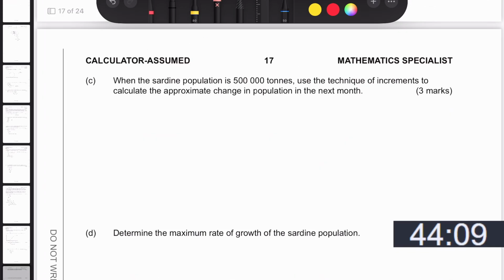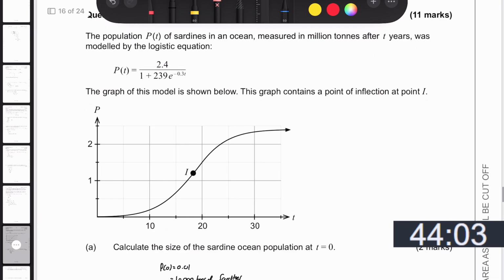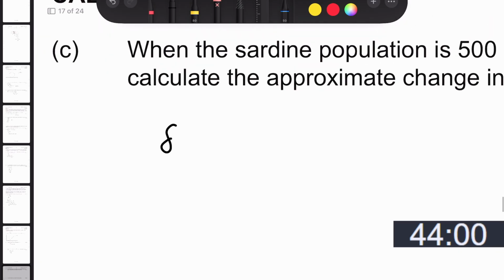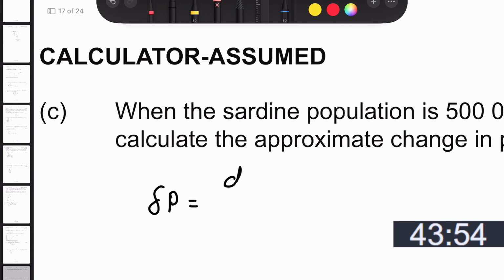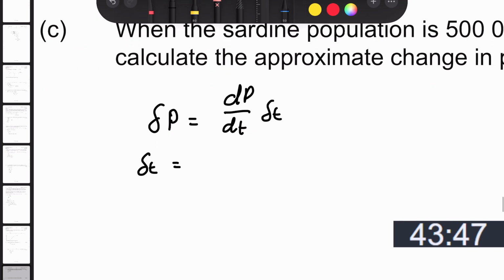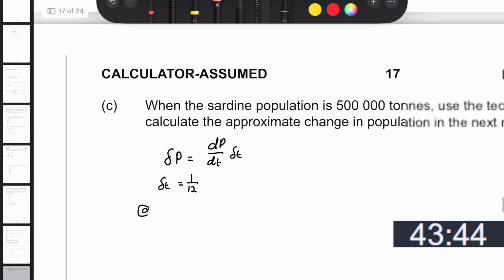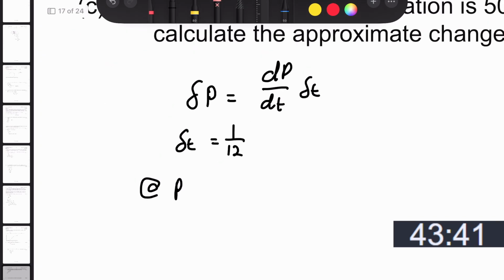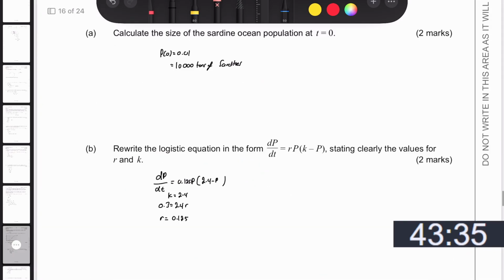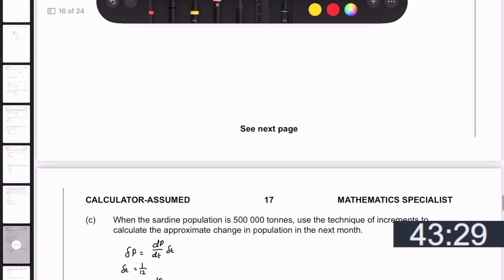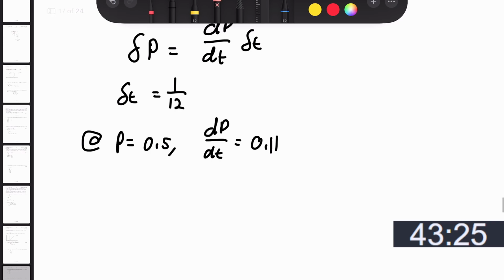Use the technique of increments to calculate the approximate change in population in the next month. This is in years, so then change in population is going to equal dP/dt, where delta t is equal to a 12th, and then at P equals 0.5, dP/dt is going to equal 0.125 times 0.5 times 2.4 minus 0.5, 0.11875.